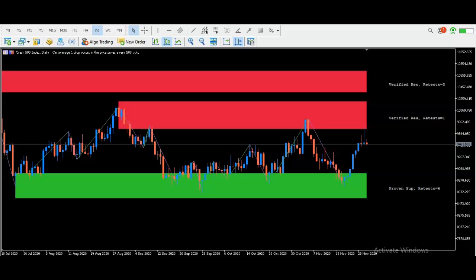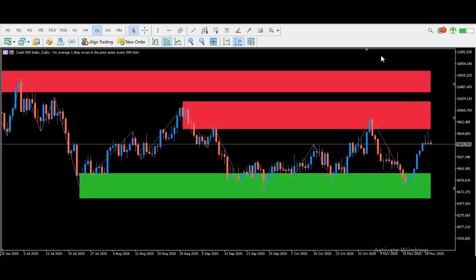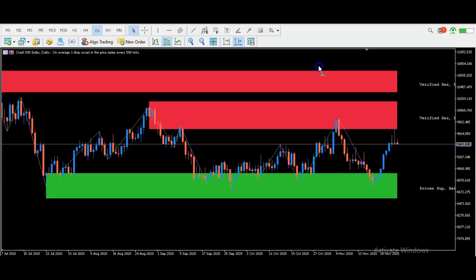Sometimes I draw the support and resistance manually, but over a period of time, I've come to realize that this indicator actually also does wonders in marking up support and resistance. So basically, I just want to show you a simple way to make an entry and come out of the market with a level of confidence.